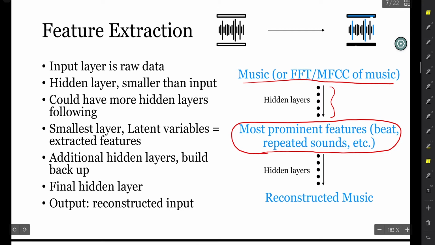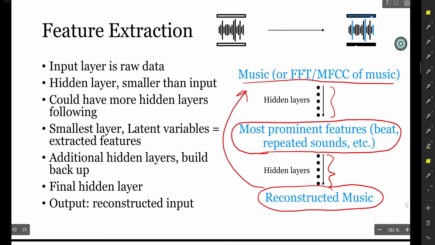These features could be things like the beat, any sounds that are repeated, if the artist is repetitively singing a high note. These features might be expected to show up. Finally, after going through the hidden layers in the decoder, your autoencoder will output the reconstructed music, which should be very similar to the music that was inputted in the beginning.